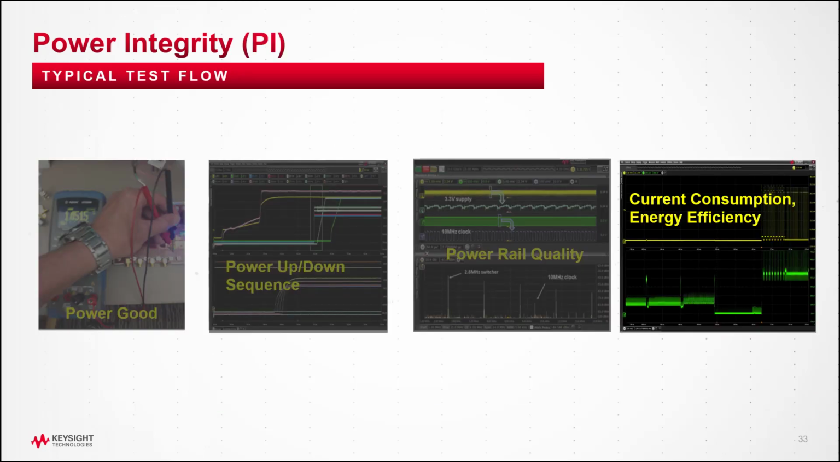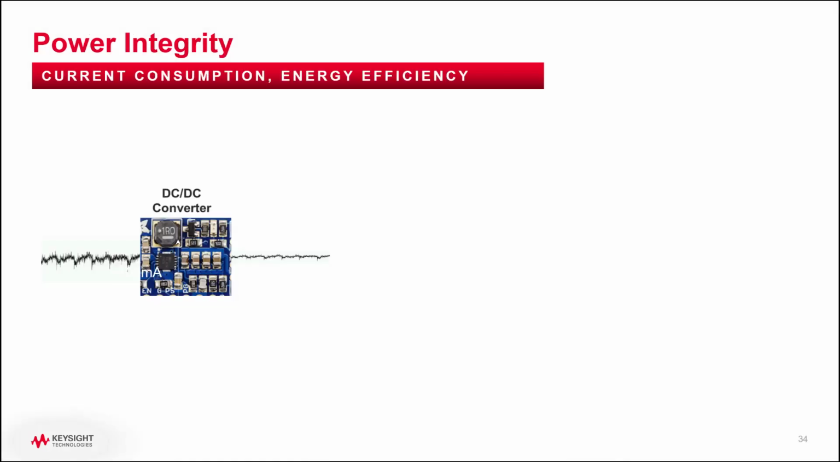Now let's talk a little bit about current consumption and energy efficiency. Again, our power integrity engineer is going to scrutinize that power rail, but this time he's looking for current, not voltage. That could be for things like inrush current, so we're making sure we're not having any thermal issues, or maybe for energy efficiency or battery life.